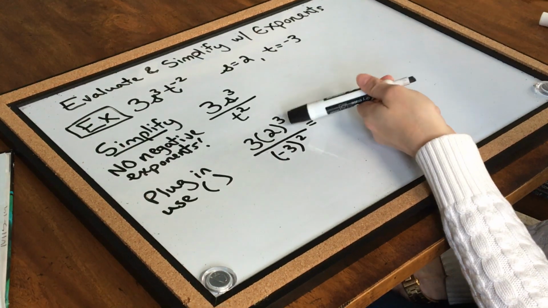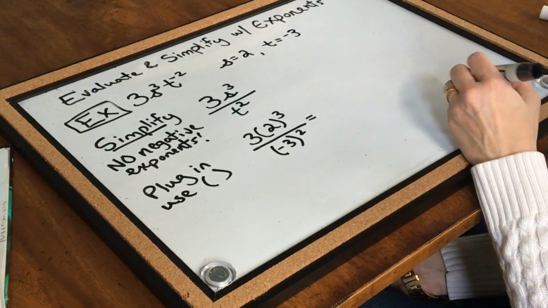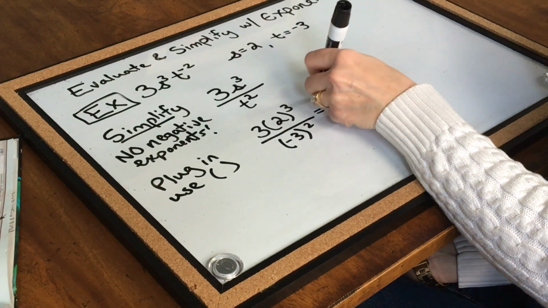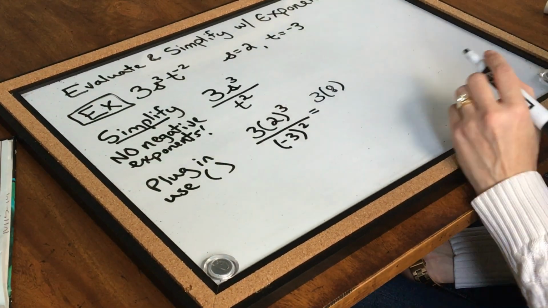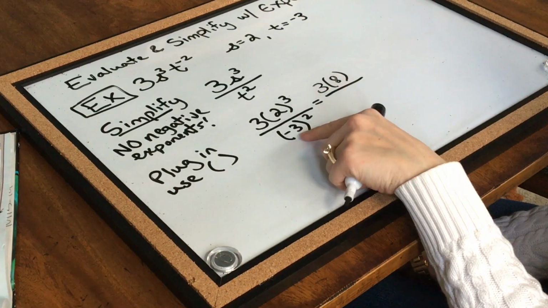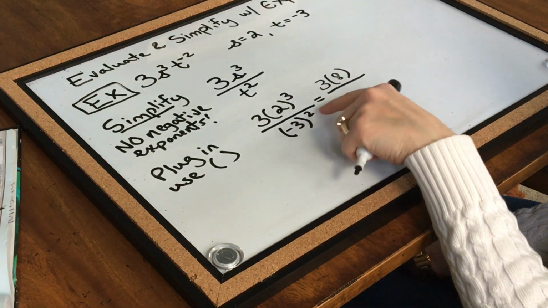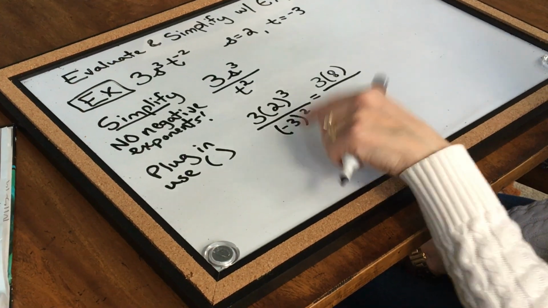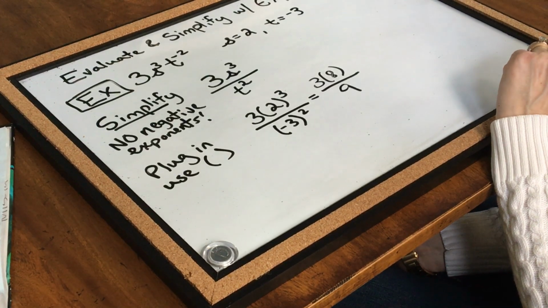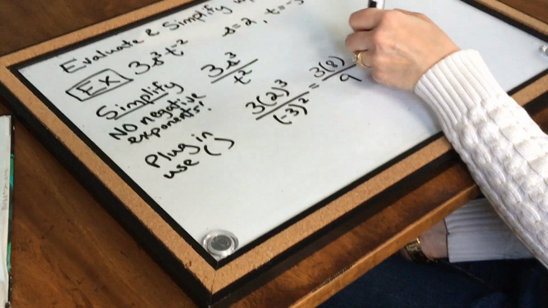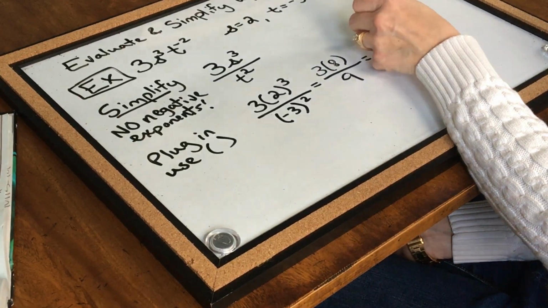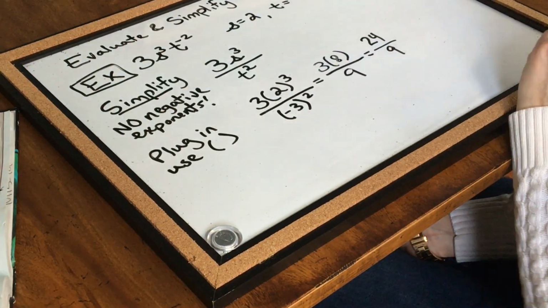Order of operations tells me I need to do exponents first. So 2 to the third power would be 8. So I have 3 times 8 in the numerator of my fraction. And then on the bottom, negative 3 squared: negative 3 times negative 3 is positive 9. So I have 9 in the denominator of my fraction. Let's multiply this out. 3 times 8 is 24 over 9.